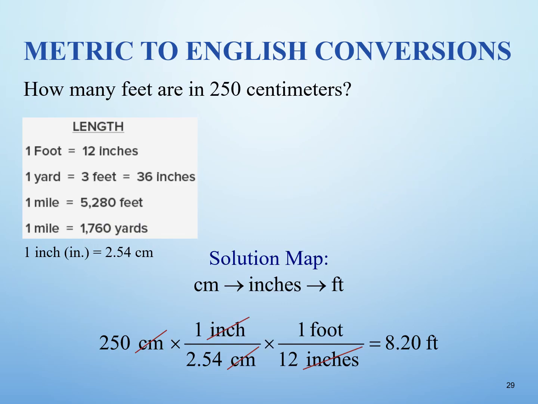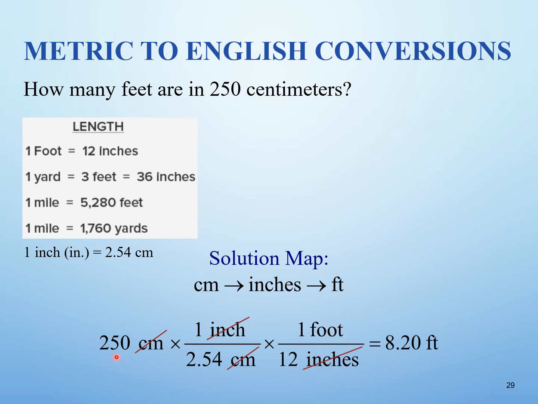So here's another problem. How many feet are in 250 centimeters? So from my conversion units here that I have posted, you go from centimeters to inches, and then you can see that inches can go to foot right there. So that's what we would use. We go 250 centimeters, 1 inch, 2.54 centimeters, because you want to cancel the centimeters off, and then 1 inch, and then cancel the inch off, 1 foot to 12 inches, and you get your answer.